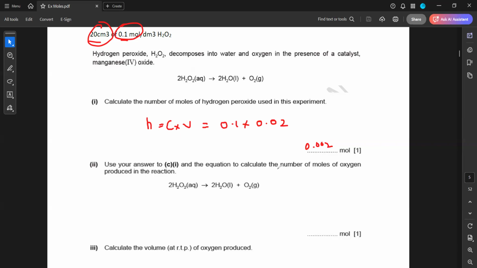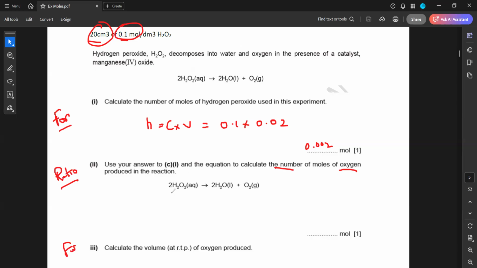Use your answer to calculate the number of moles of oxygen. How do we get the oxygen? Look, there is a symmetry in a moles question. The first part we solve by formula, the second part we'll solve by ratio, and the third again by formula.